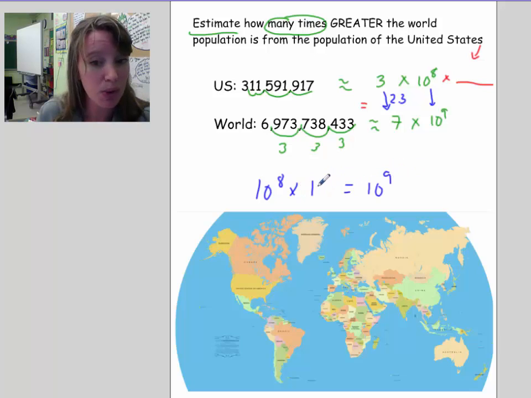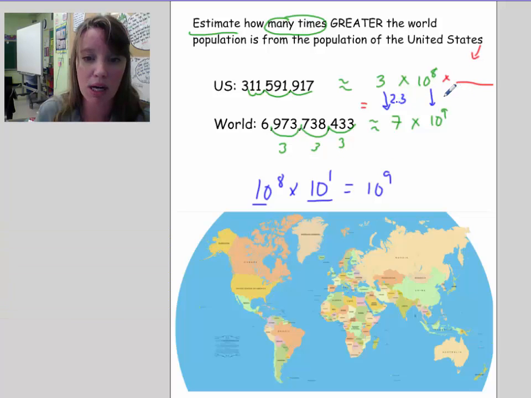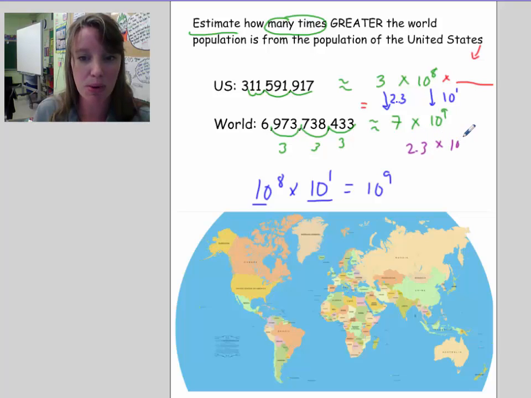Well, we know our exponent rule, so it's going to be 10 to the first power, because the product of powers rule says that when you have like bases, you end up adding the exponents. Okay, so here 2.3 times 10 to the first power is what I would multiply the US population by in order to get the world population. Well, let's think about what that number is. 2.3 times 10 to the first power is just 2.3 times 10, but that's just 23.